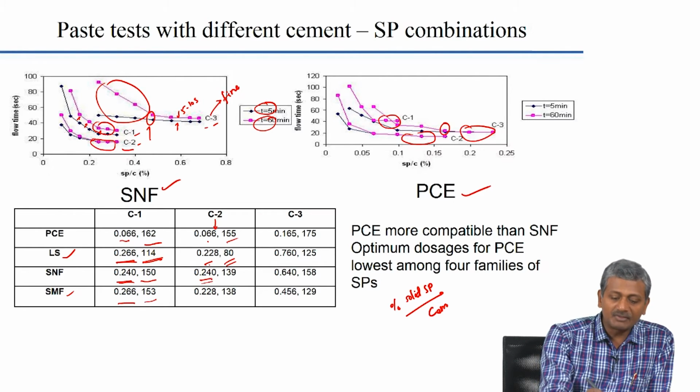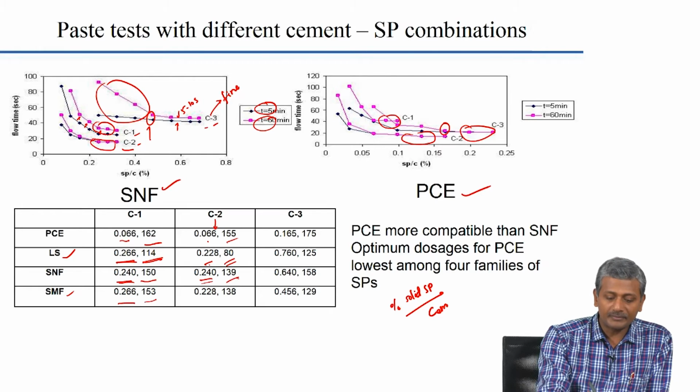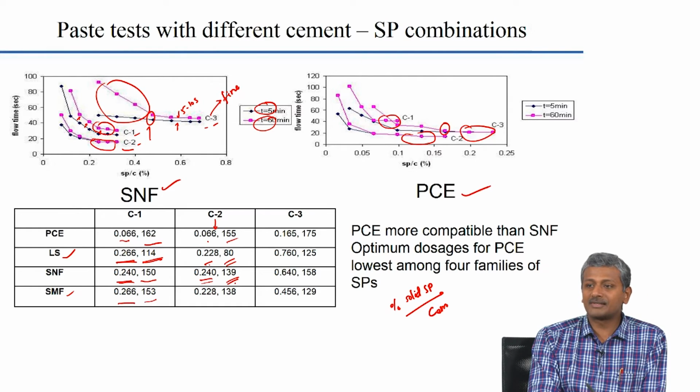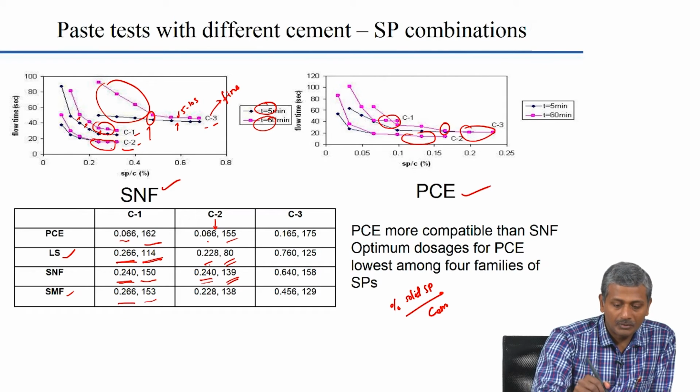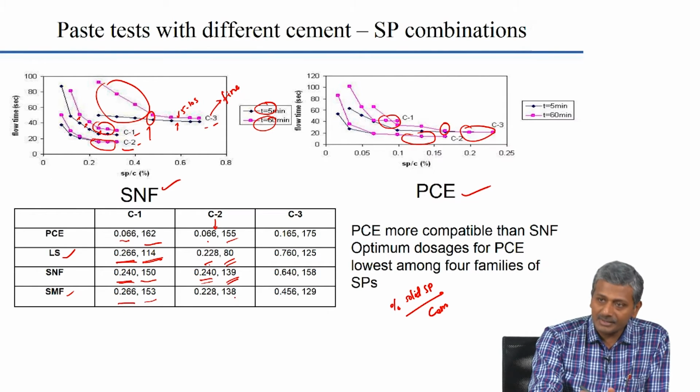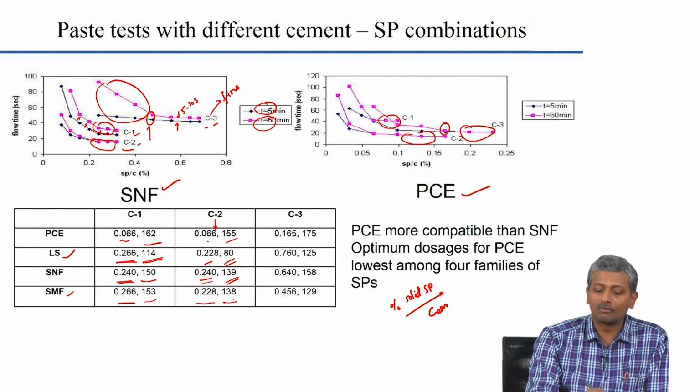With sulfonated naphthalene formaldehyde, you need a high dosage, but your flowability is still not at the level of the PCE. Again, you see that the effectiveness is lesser as opposed to your PCE based superplasticizer. Again with SMF, you need high dosage and lowered flowability.